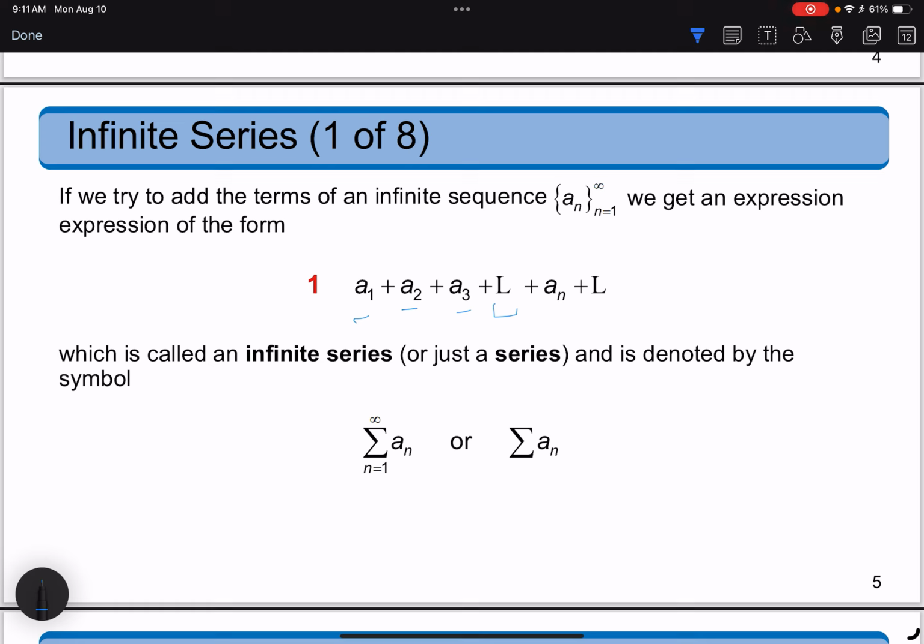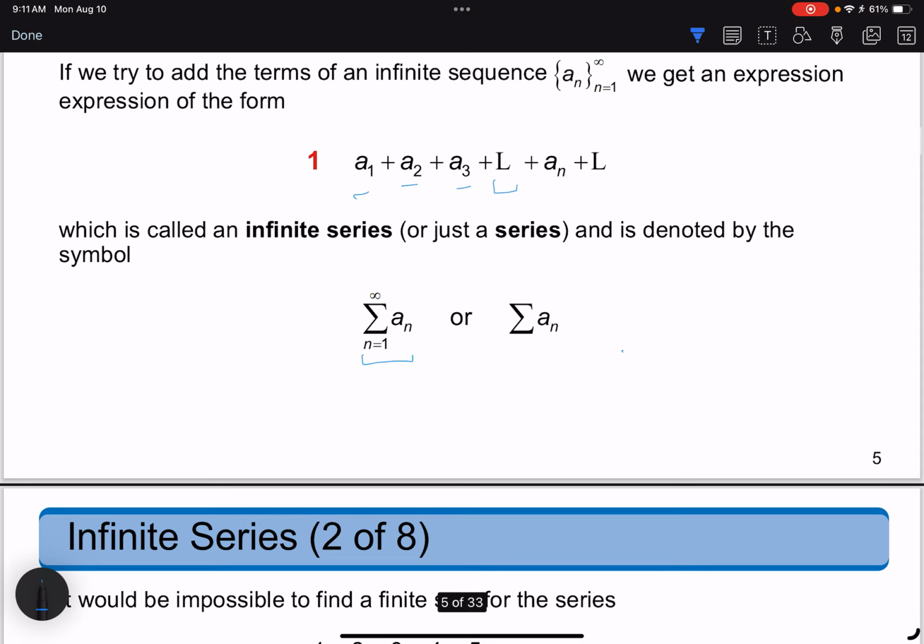And this is denoted by the summation of a sub n for n equal to 1 to infinity. By default, the starting point would be n equal to 1. We may write a different value for the starting point when we choose to start at a different point other than n equal to 1. And if it is not an infinite series, we can have it as a finite series, with n going up to b.